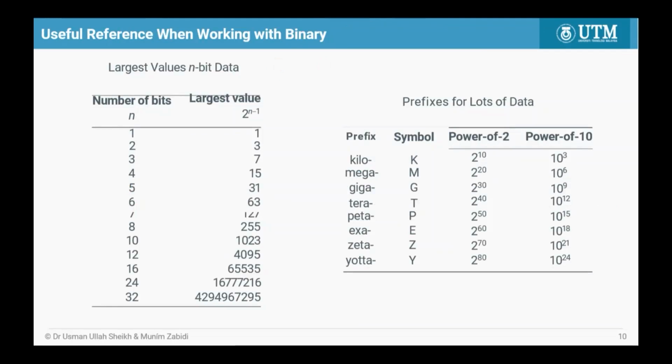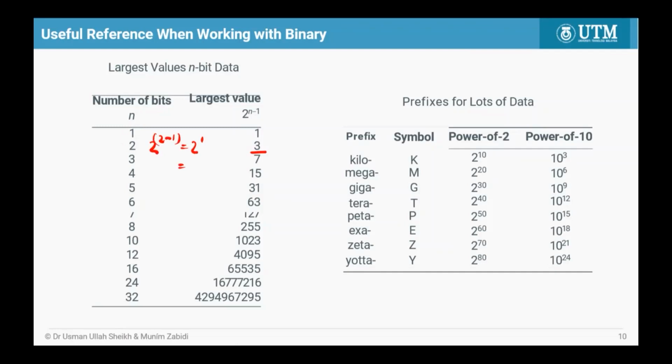So the number of bits is represented by n, and now we're going to find out the largest value. The largest value represented by n bits can be calculated by 2 power of n minus 1. For example, if the number of bits is 1, the largest value is 1. If the number of bits is 2, then the largest value that can be represented by 2 bits is 3, which is 2 power of 2 minus 1.